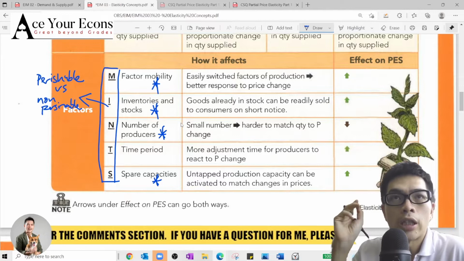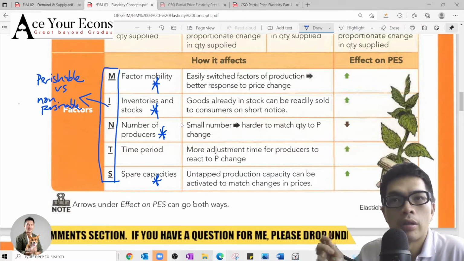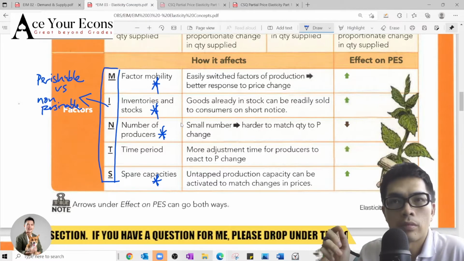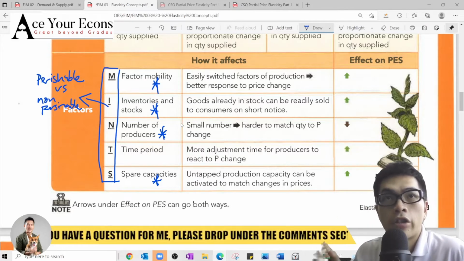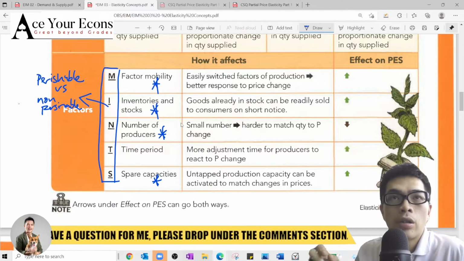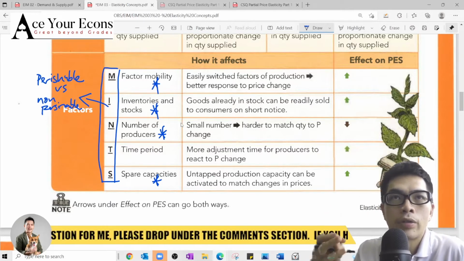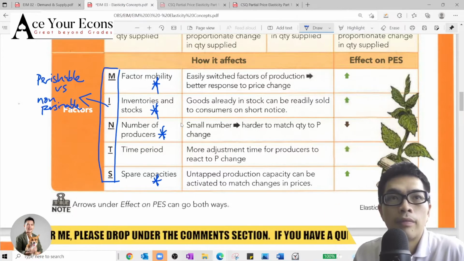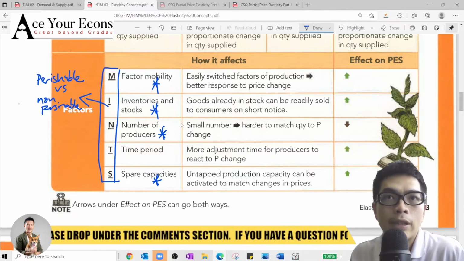So which one is more perishable? Fresh fish or canned fish? Which one is more perishable? This one is probably easier to get. Fresh fish is more perishable, right? So if the good is highly perishable, can the producer afford to keep a lot of stocks? Cannot, right? Why? You keep it, it becomes stale. It will spoil.